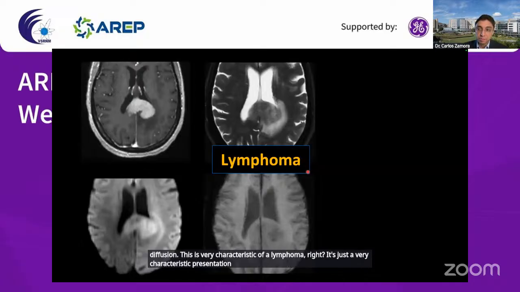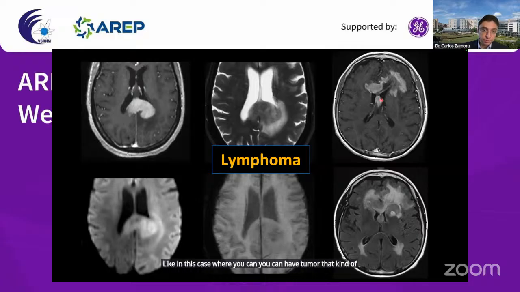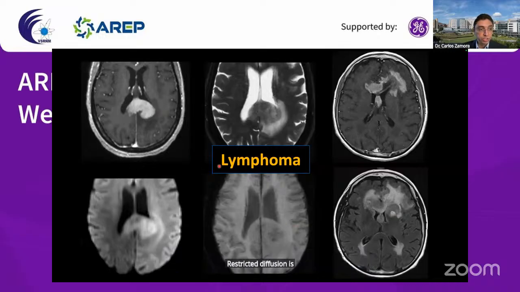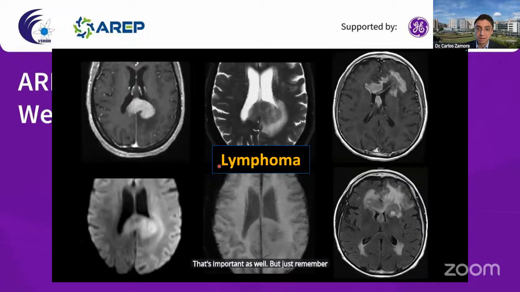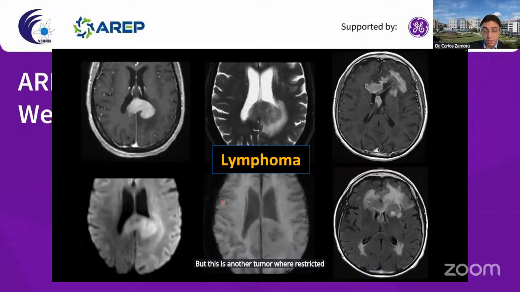The other way that lymphoma presents is like in this case, where you can have tumor that infiltrates and spreads around the ventricles, right? The fornices here are involved as well. So this is very characteristic of lymphoma. Restricted diffusion is important. The homogeneous appearance, if you have an immunocompetent patient, that's important as well. But just remember that in patients who have HIV, who are immunocompromised, lymphomas might present more necrotic, right? Like a ring appearance. But this is another tumor where restricted diffusion is important.